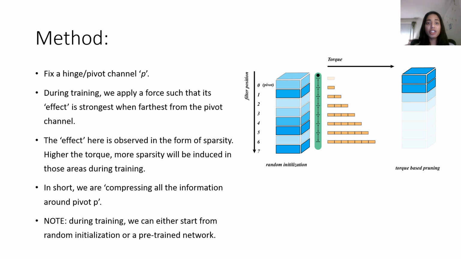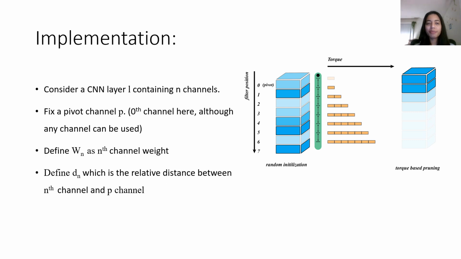We fix a hinge or a pivot channel P in our CNN layer. During training, we apply a force such that its effect is strongest when farthest from the pivot channel. The effect here is observed in the form of sparsity. Higher the torque, more sparsity will be induced in those areas during training. In short, we are compressing all the information around a pivot P. During training, we can either start from random initialization or a pre-trained network.